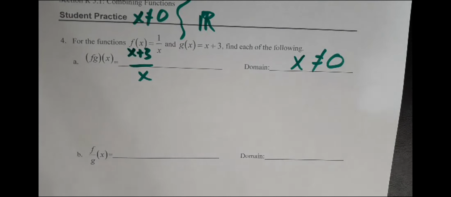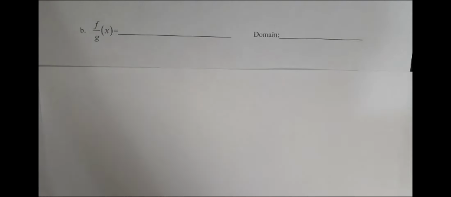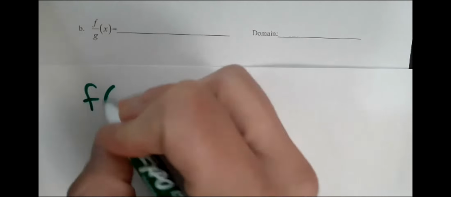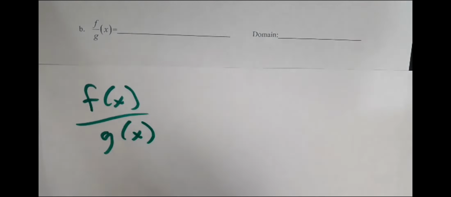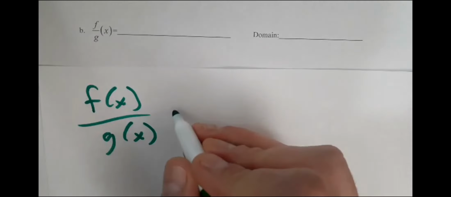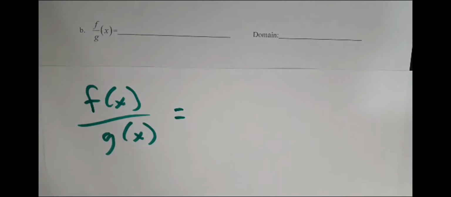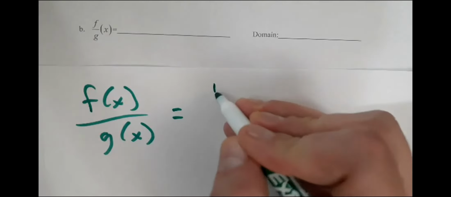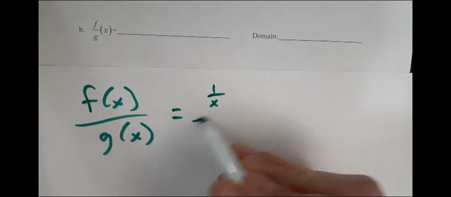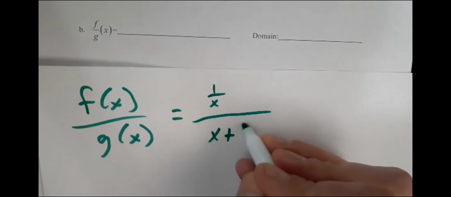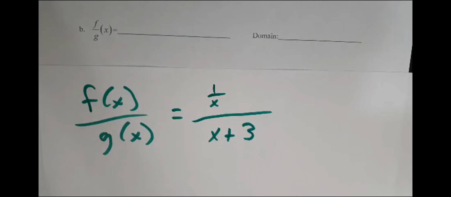we have another one. f of x over g of x. So again, write out your definition: f of x over g of x. This is my definition. Now I'm just following my definition and plugging things in. So my f of x looks like 1 over x. I'm dividing this by what? An x plus 3.